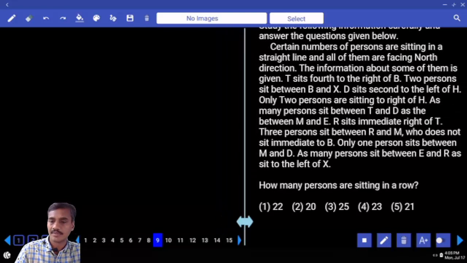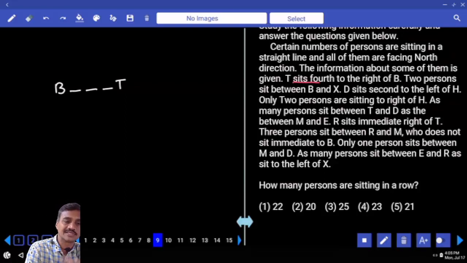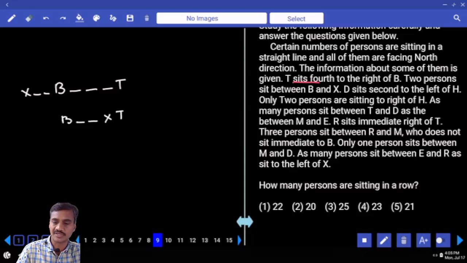Then here, T shifts forward to the right of B. And all these persons are facing towards which direction? North. And T shifts forward to the right of B, B is here. Then T shifts forward to the right of B, 1, 2, 3, T is here. And two persons between B and X. In between B and X, how many people? There are exactly 2. Now X can be towards the left hand side or X can be towards the right hand side.